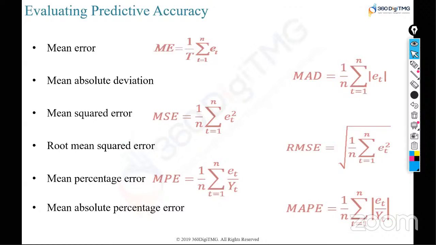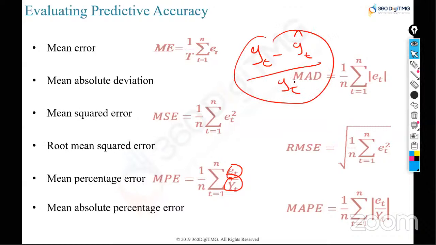So to get the error in percentage terms, we can do the mean percentage error. What we are going to do is take the error and divide it by the YT. So basically YT minus YT hat divided by YT. So this is going to be the error by the value, and therefore it will become a percentage value. Now MPE, mean percentage error, has the same problem as the mean error, wherein positives and negatives will give you inconsistent or incorrect information, and therefore we may have to go for the MAPE, the mean absolute percentage error.